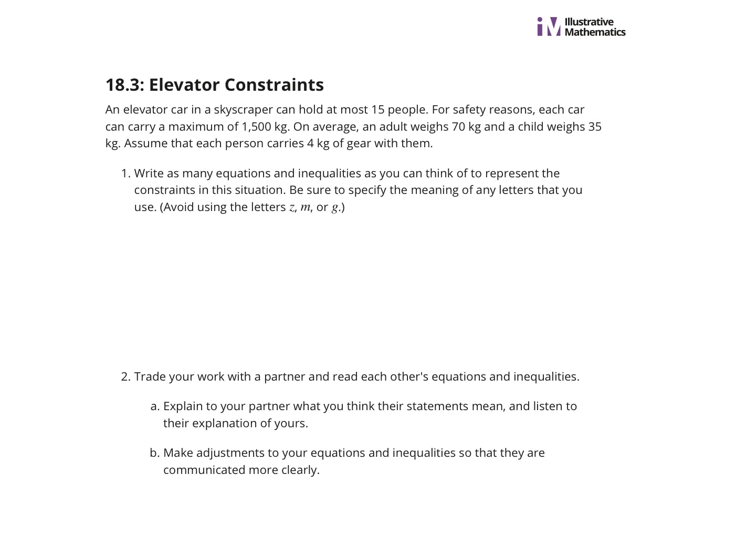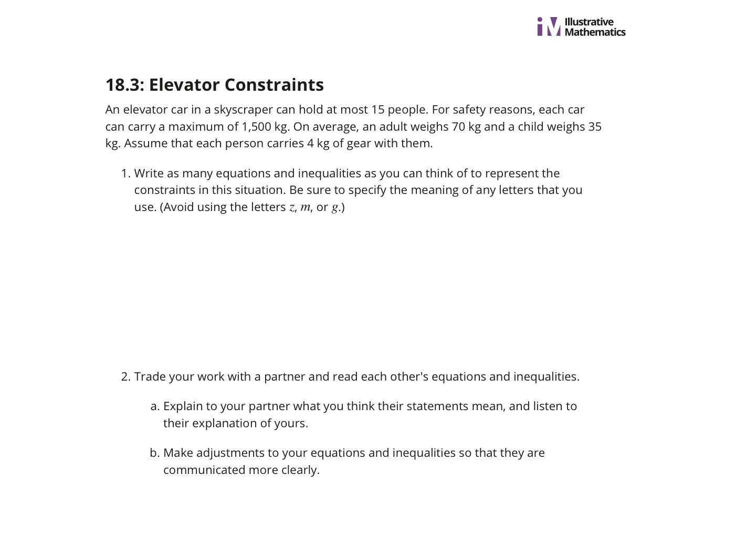All right, this one talks about the constraints of an elevator. So an elevator car in the skyscraper can hold at most 15 people. For safety reasons, each car can carry a maximum of 1,500 kilograms. On average, an adult weighs 70 kilograms and a child weighs 35 kilograms. Assume that each person carries 4 kilograms of gear with them. So what question 1 wants you to do is write as many equations and inequalities as you can think of to represent the constraints of the situation. Make sure you're specifying what the letters represent and don't use letters z, m, or g.